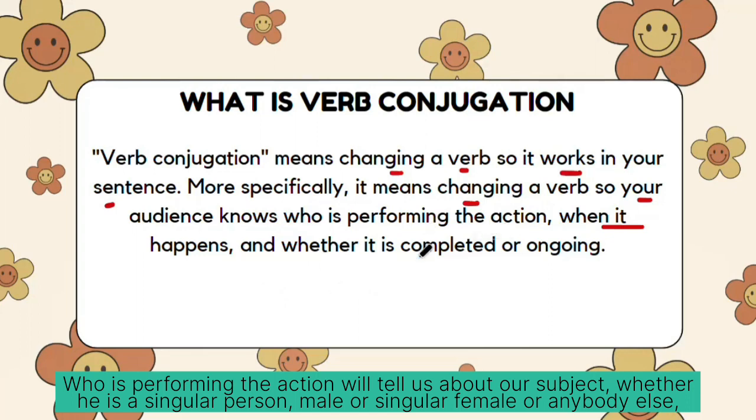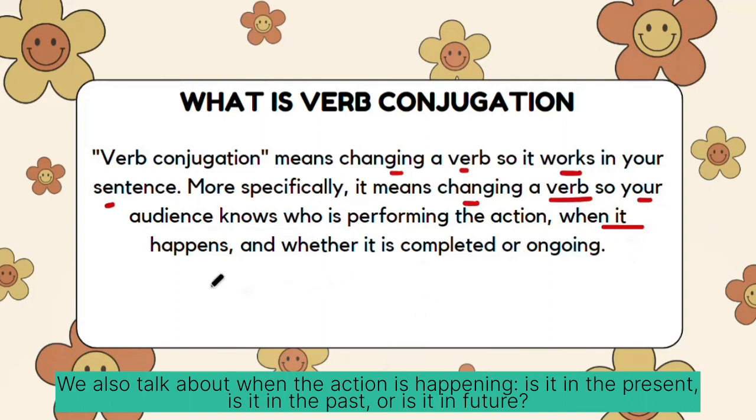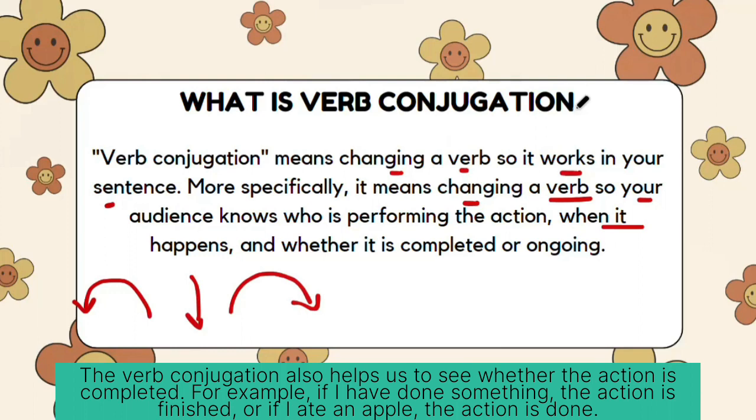Who is performing the action will tell us about our subject, whether he is a singular person, male, singular, female, or anybody else, because we keep our verbs according to our pronouns. We also talk about when the action is happening. Is it in present? Is it in past? Or is it in future? Verb conjugation also helps us to see whether the action is completed.